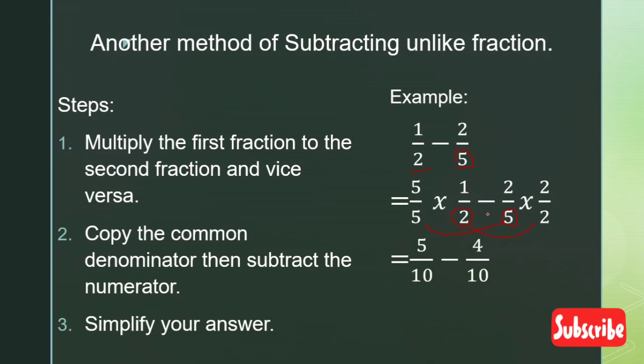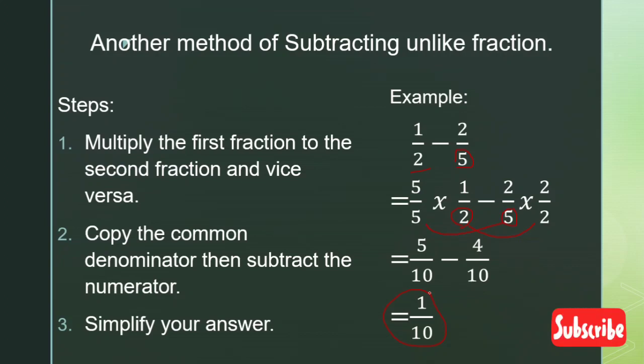Okay? Then, copy lang natin yung subtraction na sign. And final tayo, since the same ang ating denominator, 10, so copy the same denominator, 10, and subtract tayo ng numerators. So, we have 5 minus 4, the answer is 1 over 10. Okay? So, in a way here, kapag unlike yung subtraction natin, or addition natin, nasa inyo naman kung anong method ang gusto nyo.